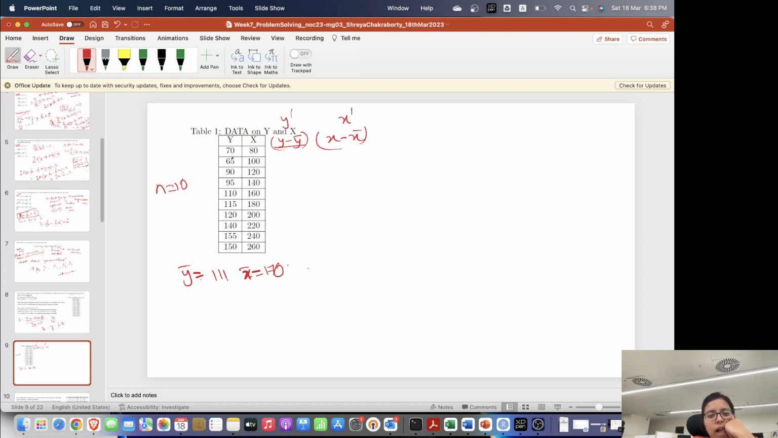So then this will be 70 minus 111, that is minus 41. 65 minus 111, that is minus 46. 90 minus 111, that is minus 21. 95 minus 111, that is minus 16. 110 minus 111, that is minus 1. Then we have 4, 9, 29, 44 and 39.